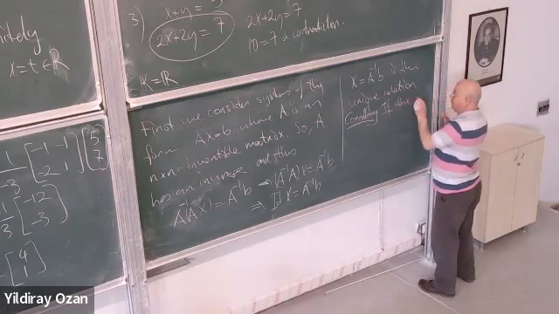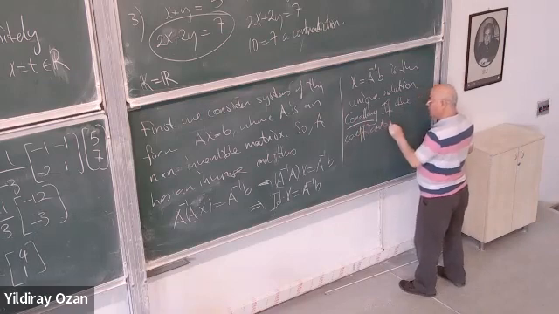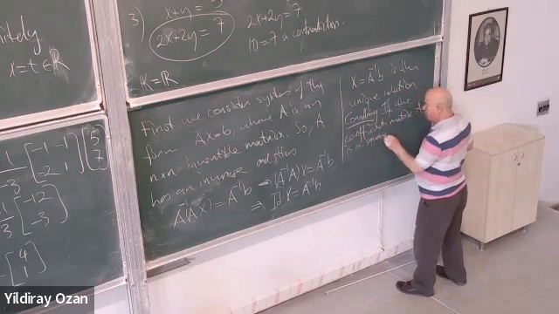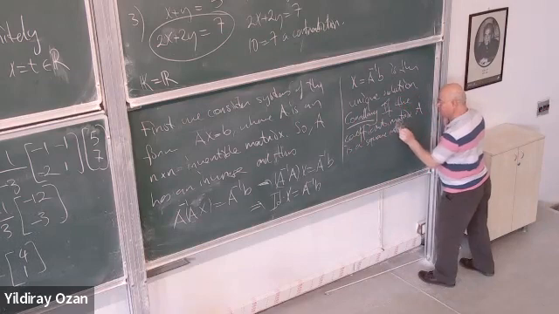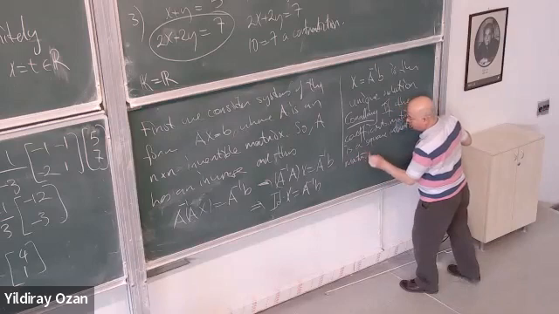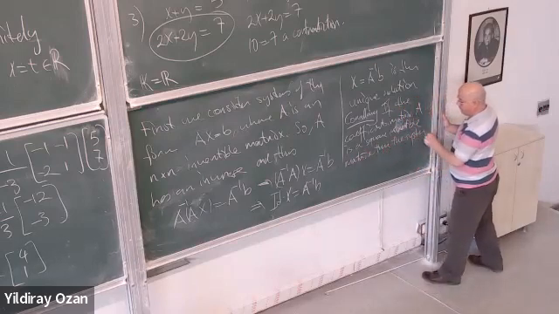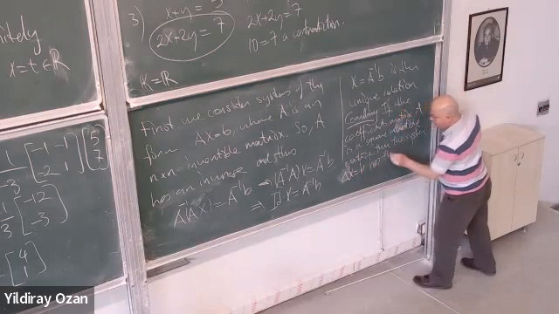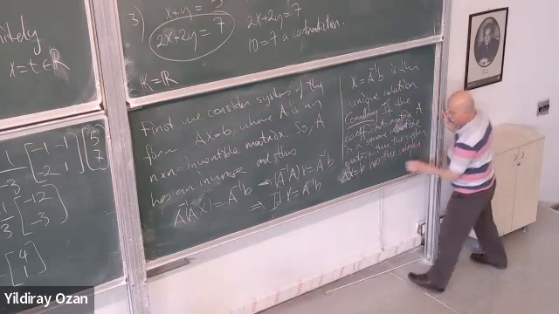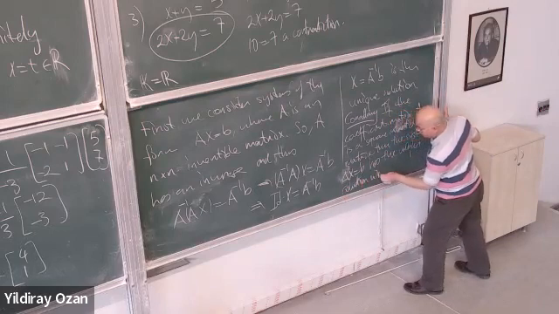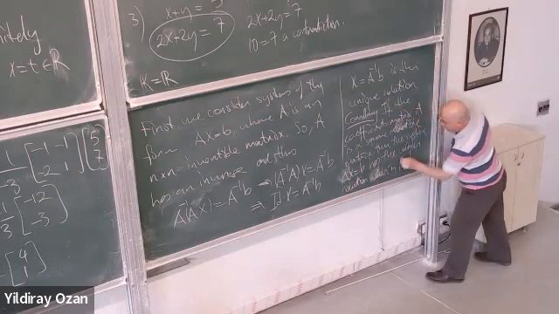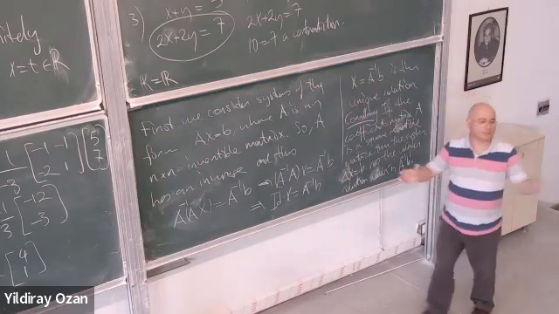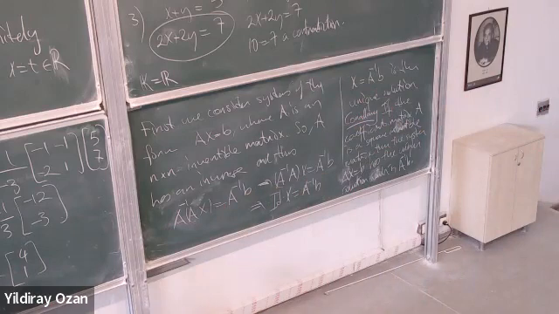If the coefficient matrix A is a square invertible matrix, then the system AX equals B has the unique solution, which is A inverse times B. And this is the proof. You just multiply both sides by the inverse of the matrix A.